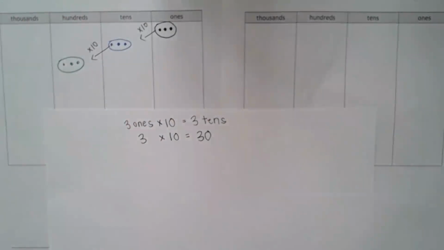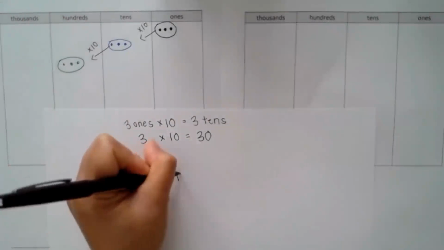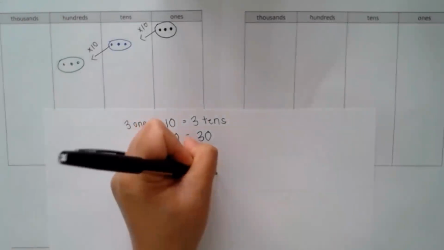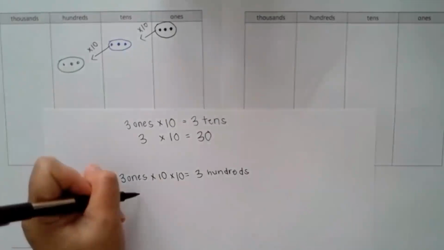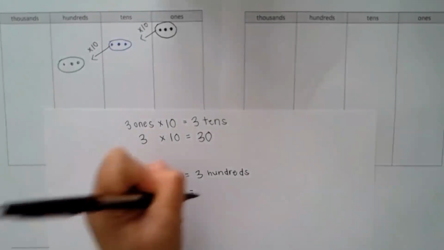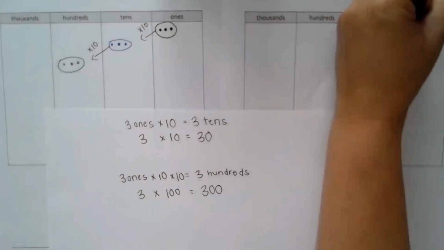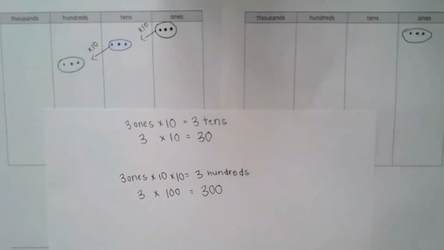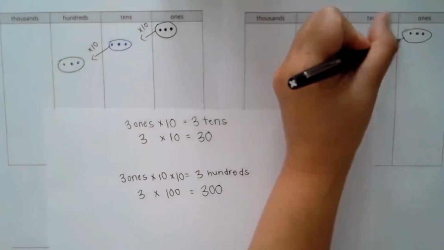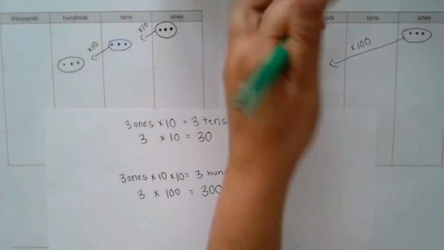Let's write this out as an equation. 3 ones times 10 times 10 equals 3 hundreds. 3 ones times 10 times 10 is really 3 times 100, which equals 300. We can show this on the place value chart as well. Let's say I start with 3 ones, and instead of multiplying times 10 and then times 10 again, I can just show that I'm multiplying times 100, and that would equal 3 hundreds.